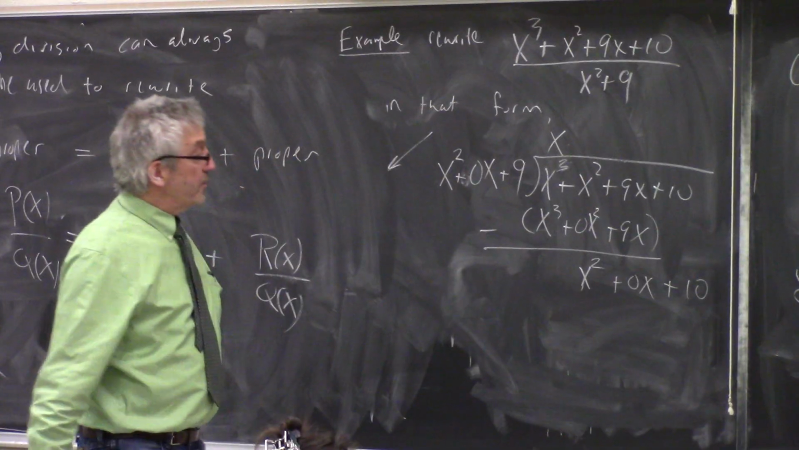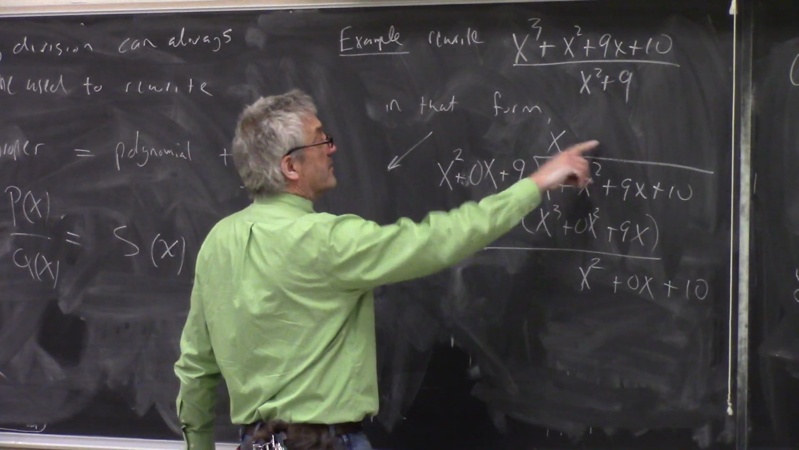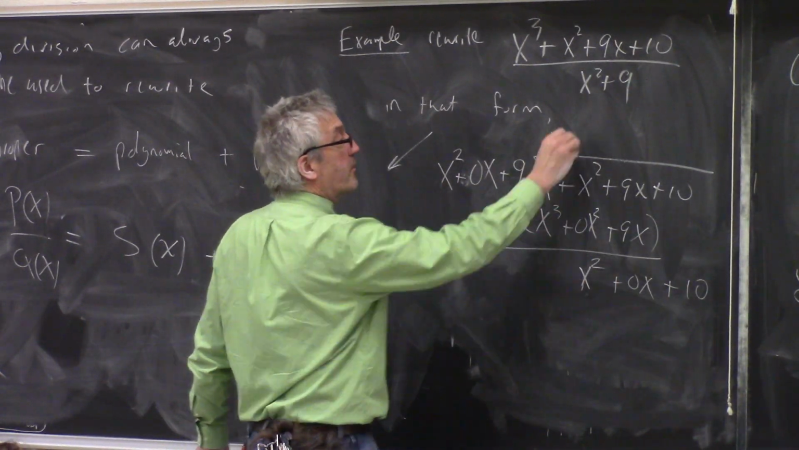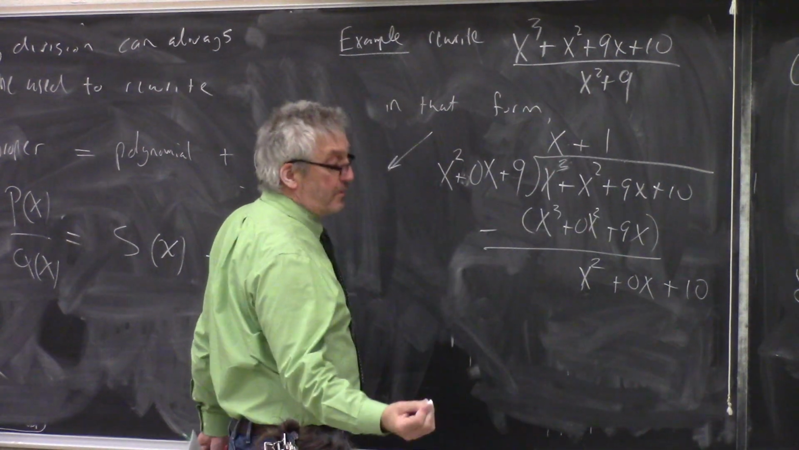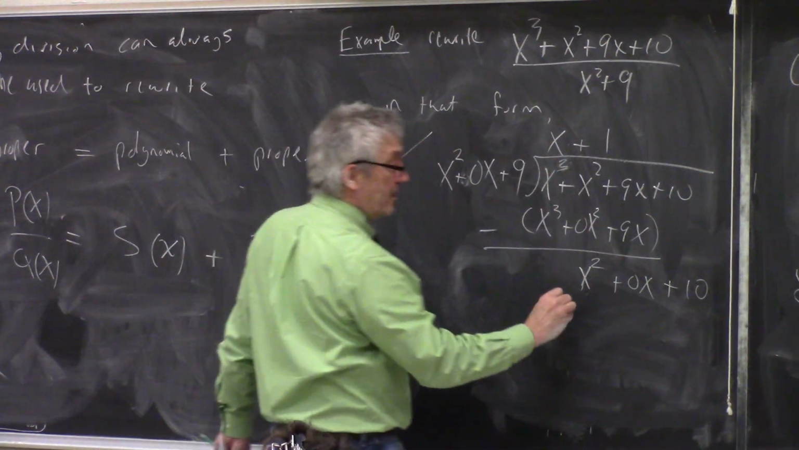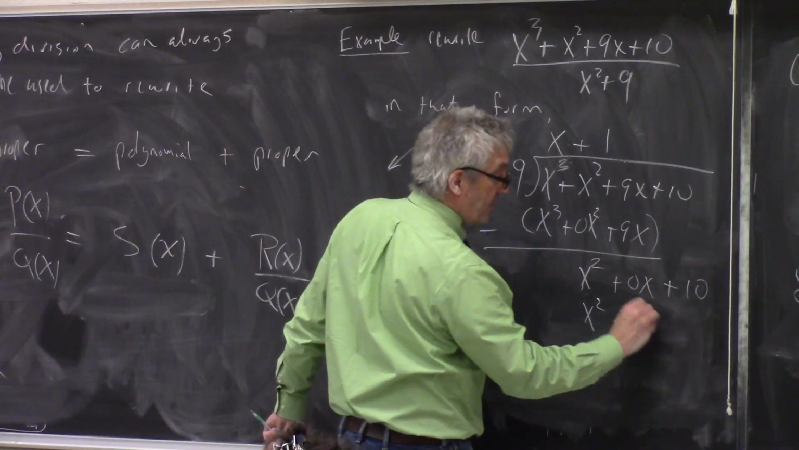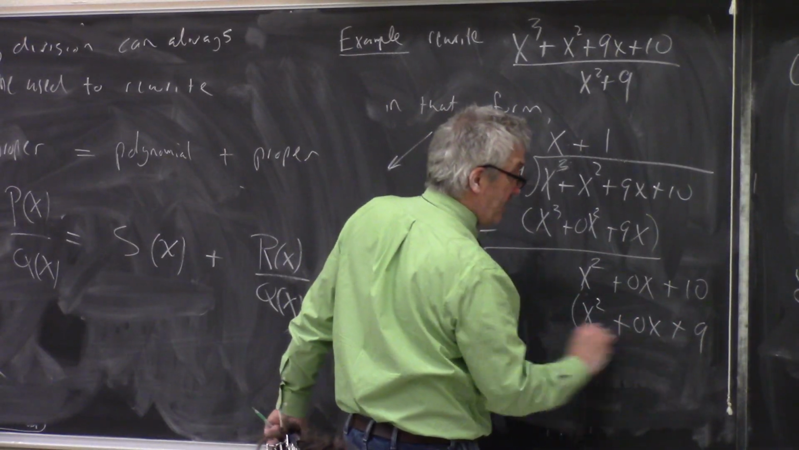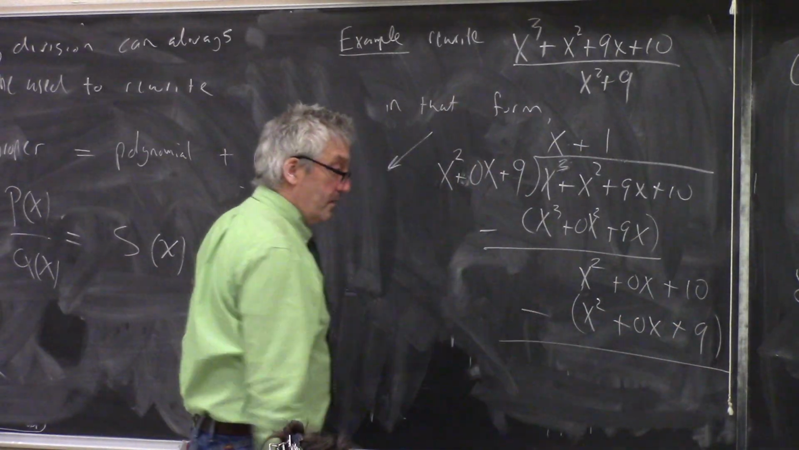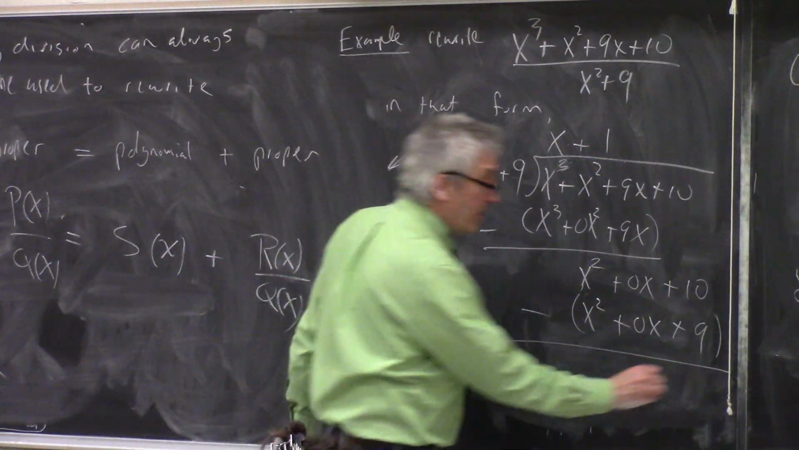And then you do it again. You figure out what needs to go here to multiply this to match that. Well, that can just be the number 1. Has to be. So you multiply the whole thing: x squared plus 0x plus 9. And then you subtract the whole thing, and you end up with the number 1.